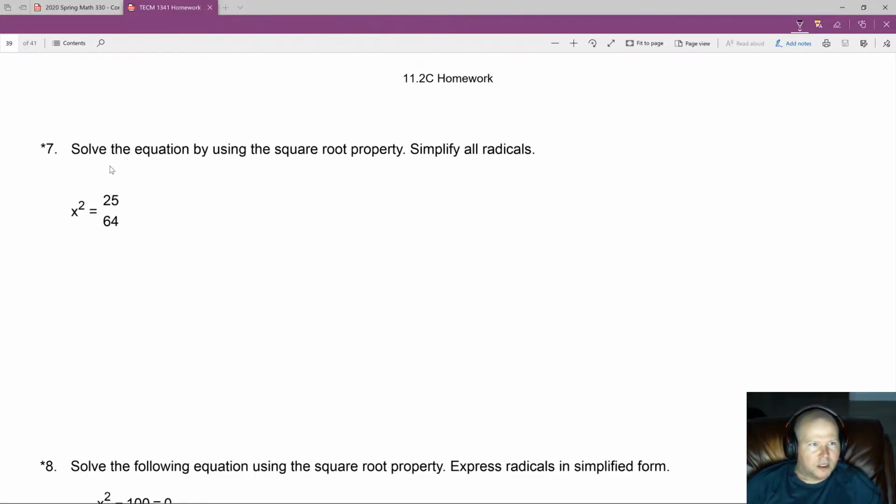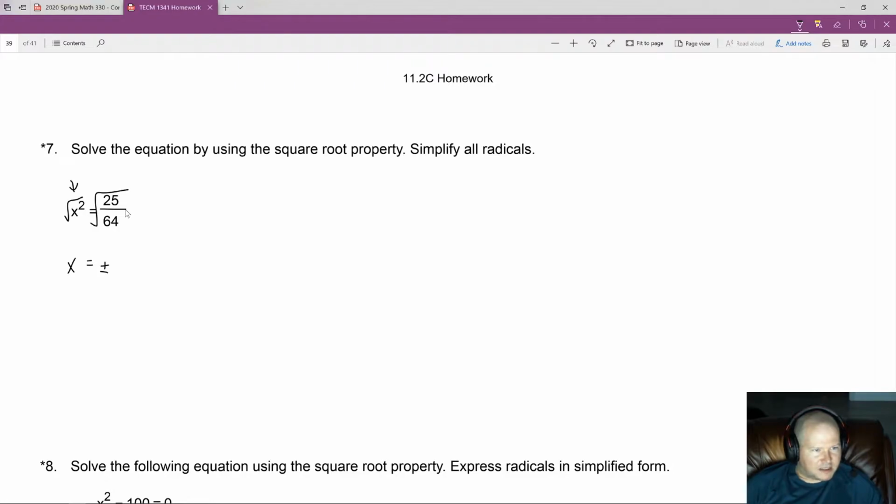11.2c homework. Solve the equation by using the square root property. Simplify all radicals. This is actually a fraction. So to undo the square root, we're going to take a square root of both sides. Again, this notation isn't technically correct because that only includes the positive square roots, but I'm going to use it just to illustrate what I'm doing.